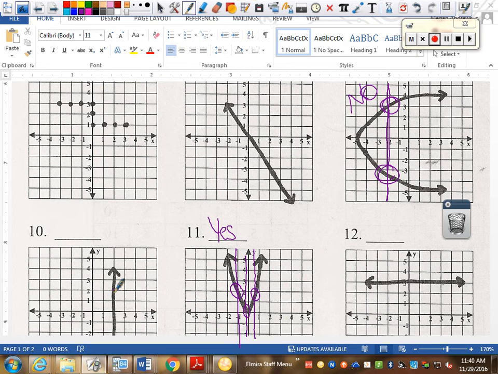Number 10. Number 10 is a vertical line. So if I draw a vertical line over it, it fails everywhere. The whole line is a failure. So that's a no.